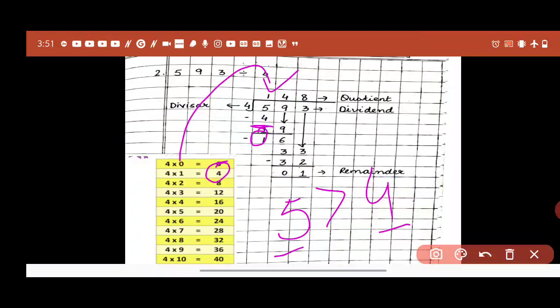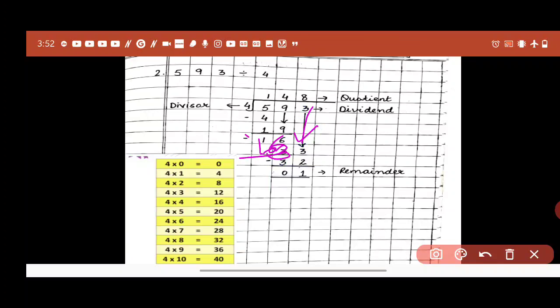After this, 4 4s are 16. Write down 4 4s are 16. Subtract 16 from 19. We get the answer 3. Bring down the third digit and write down 3 here. What are we left with? 33. Now see whether 33 comes in the table of 4.